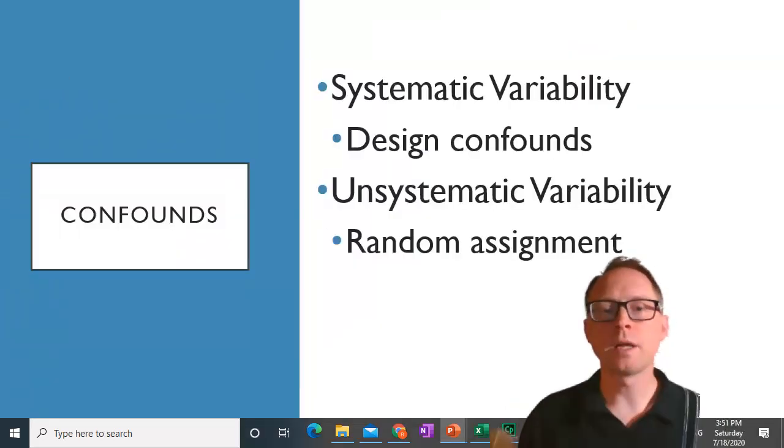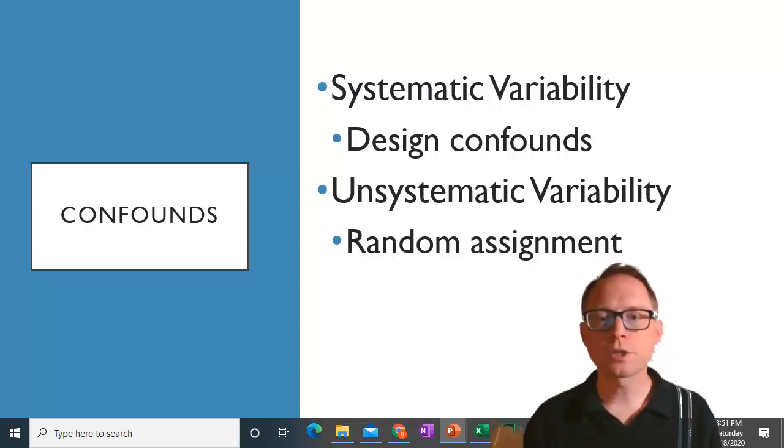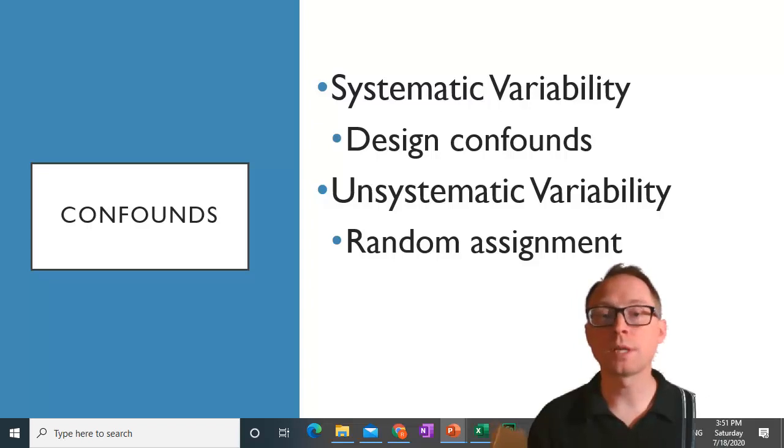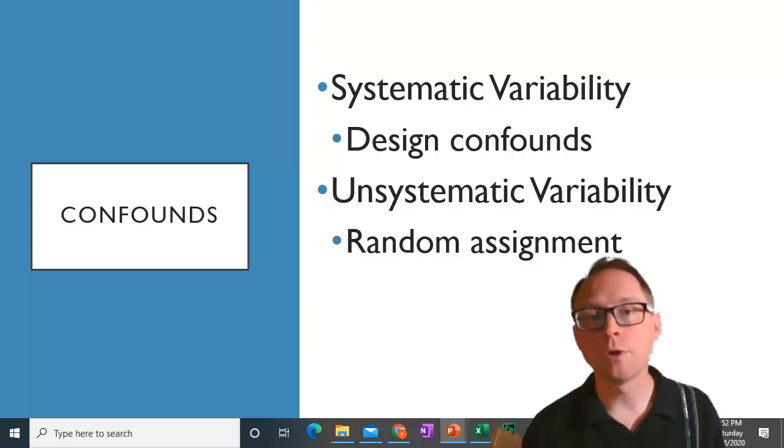All right, welcome back, everybody, to Chapter 10, Part 2. So in this particular chapter, we need to talk about some of the problems that happen with internal validity, right? And trying to keep that internal validity part of the whole process.